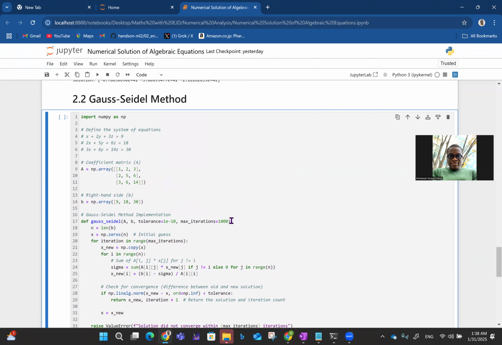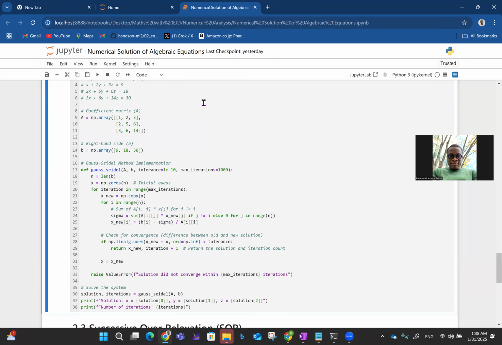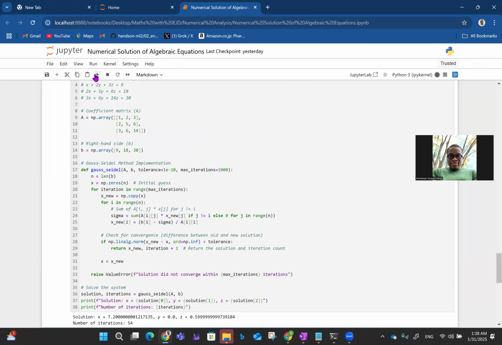Just as in the case of Jacobi, we reach the number of iterations first before the tolerance. So tolerance didn't really matter. But normally, if the problem is converging, then the tolerance can kick in. So just study the code and I'll run that and see what it gives us.